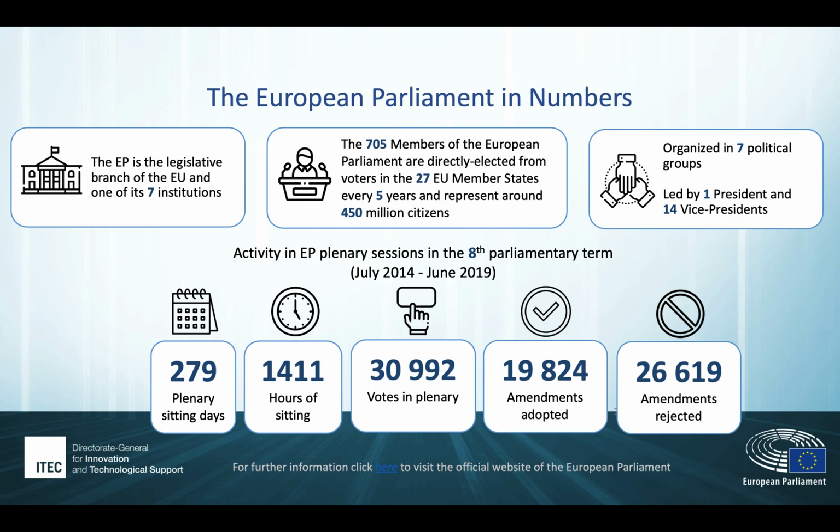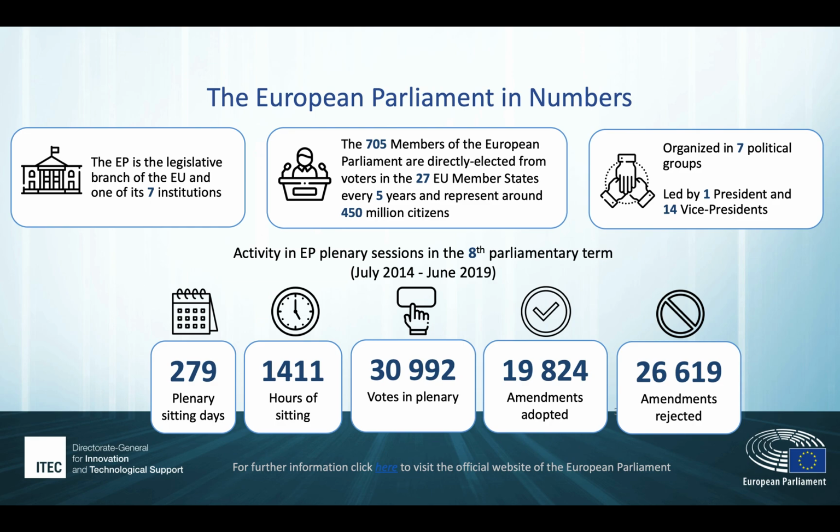They are organized to work in 7 political groups. We are led by a president, and have 14 vice presidents. The last European elections took place in May 2019. So currently we have started the 9th parliamentary term, and here below are a couple of numbers from the 8th parliamentary term: how many plenary sitting days there were, the hours of sitting, how many votes in plenary, and for example the amendments adopted and amendments rejected.